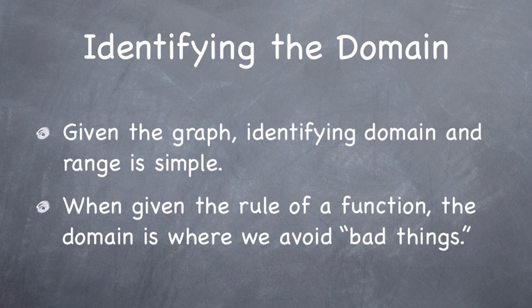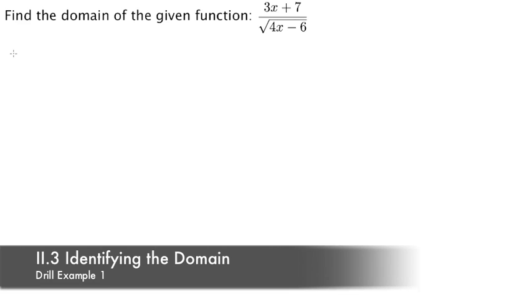When we're given the rule of a function, how can we find its domain? Basically, we're going to avoid the bad things. We want to avoid dividing by 0 and taking the square root of a negative number. And if we can find all the values of x where we avoid those bad things, that's going to be our domain. So here's one example.